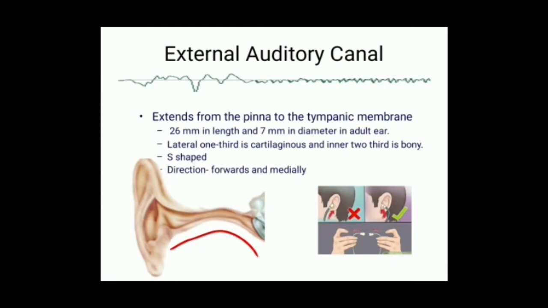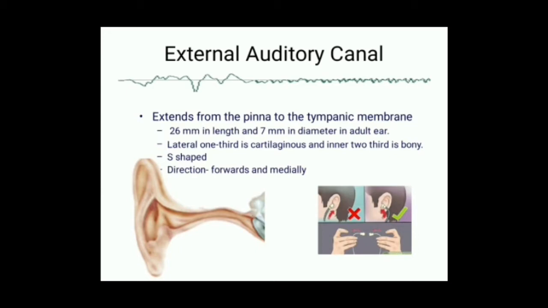In order to visualize the eardrum or the tympanic membrane, the pinna should be slightly pulled upwards so as to straighten the ear canal, and you can see the tympanic membrane. The direction of the external auditory canal is forwards and medially. So what is the importance? If you want to remove any foreign body or impacted wax, that is ear wax, from the external auditory canal, the direction of the probe should be forwards and medially.